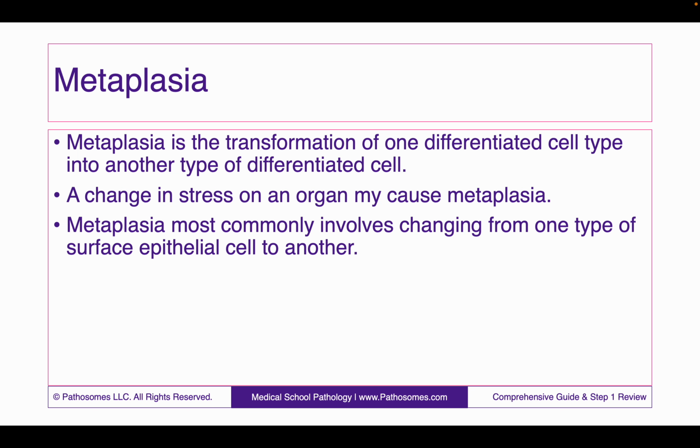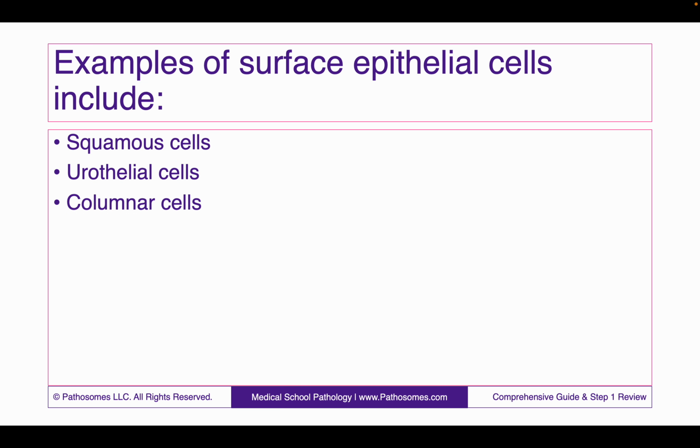Metaplasia most commonly involves changing from one type of surface epithelial cell to another. Examples of surface epithelial cells include squamous cells, right? Squamous cells like your skin. Urothelial cells, right? Like those cells that line your bladder. Or columnar cells, right?